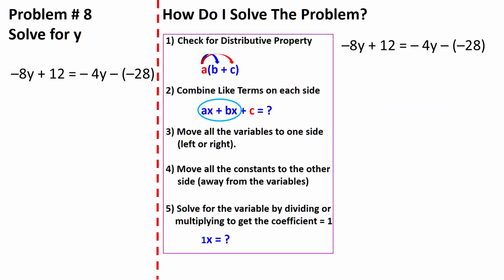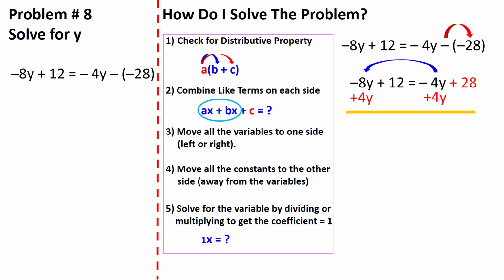Problem 8. How do I solve the problem? I check all the steps. Step 1. Check for distributive. Step 2. Combine like terms. There's nothing to combine. Step 3. Move the variable to the other side. I move negative 4y from the right to the left side by adding 4y to both sides. Next, I simplify. Step 4. Move the constant to the other side, which is positive 12, so I subtract 12 from both sides.